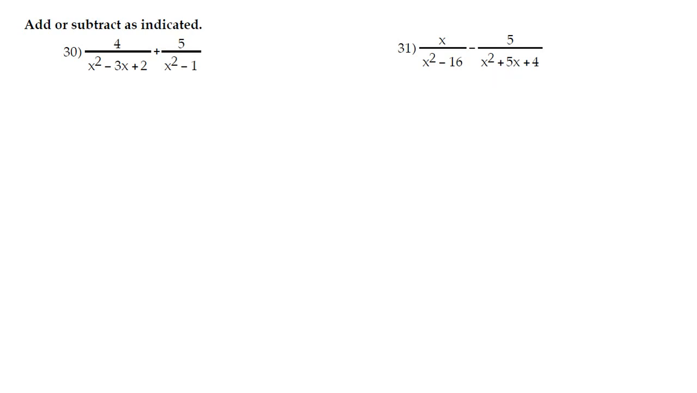So I'm working on 30 and 31 here together. Add or subtract is indicated. So what we should do is work on finding our LCD for these fractions, these rational expressions here. And I'll do that by factoring each of these denominators.